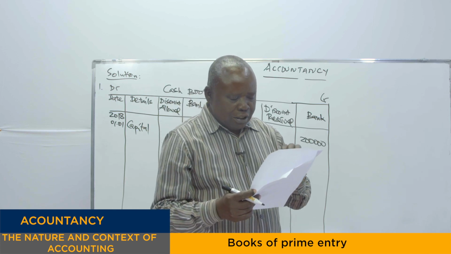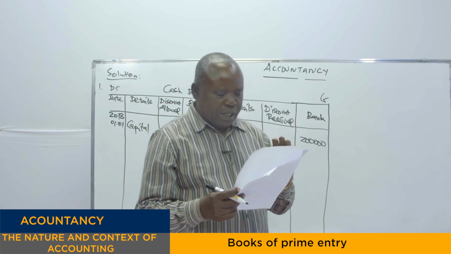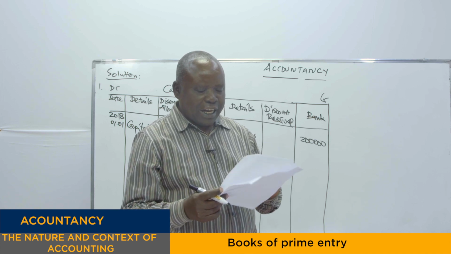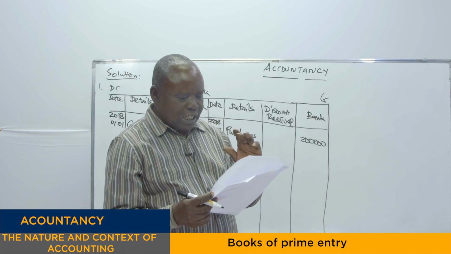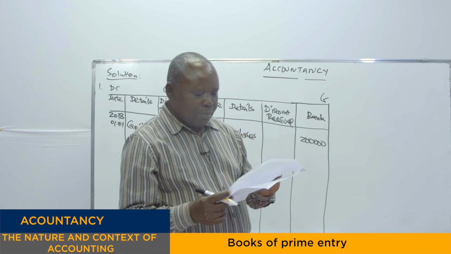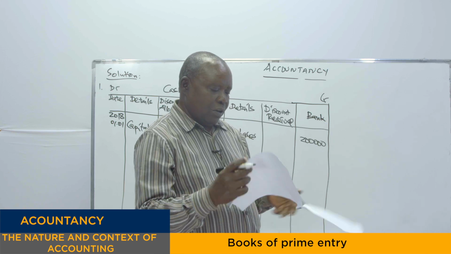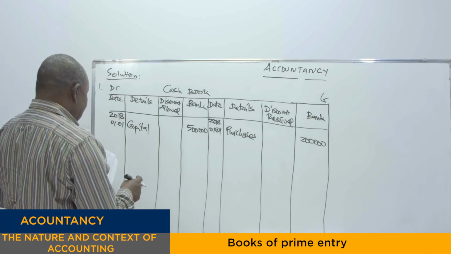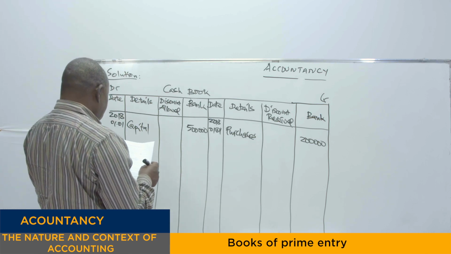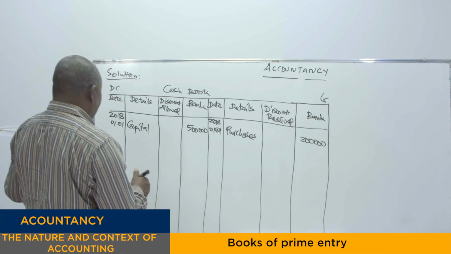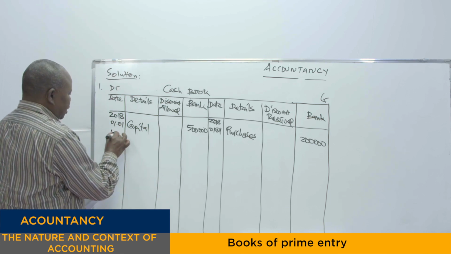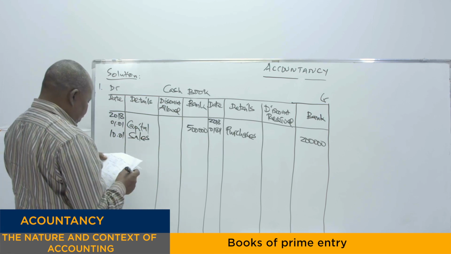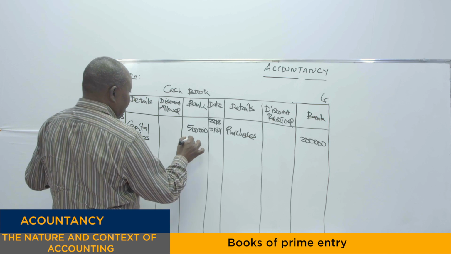Then we have the transaction which is supposed to be entered in the cash book. And this is a cash sales paid directly into bank. So we debit bank, we credit sales by Tanzania shillings 500,000. So we write now on the debit side, and this one was on the 10th of January. So we write here 10th of January, sales, this is 500,000.